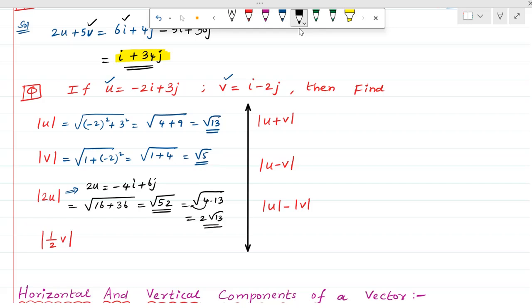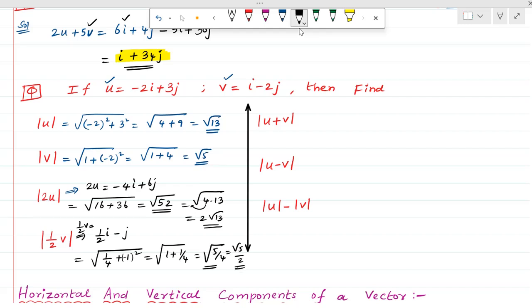This is simplified. Now here I have to multiply half with the v. So 1 over 2 i minus 2 with the 2 cancelling, you will get j. So this is 1 over 2 v. Now I have to take the magnitude. Square root of 1 over 4 plus 1. It becomes plus because minus 1 whole square. So 1 plus 1 over 4 is equal to square root of 5 over 4. If you simplify, it becomes root 5 over 2.